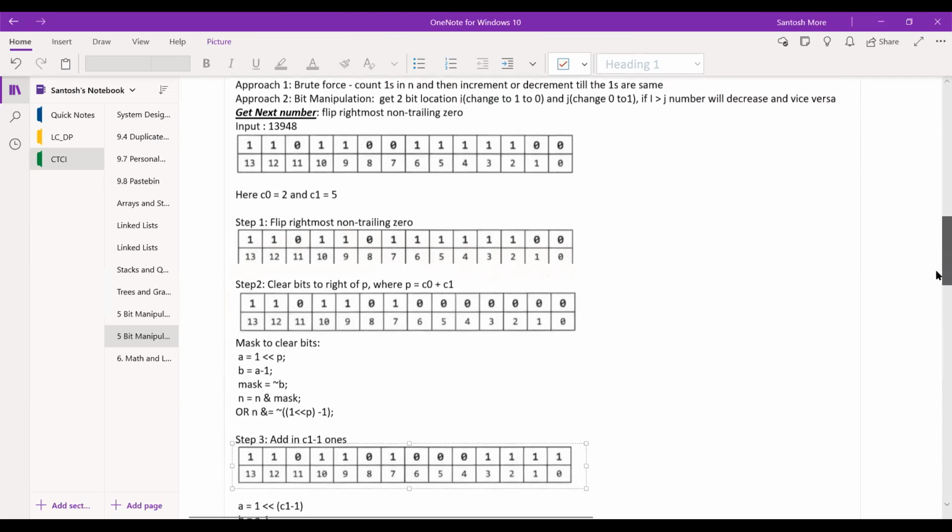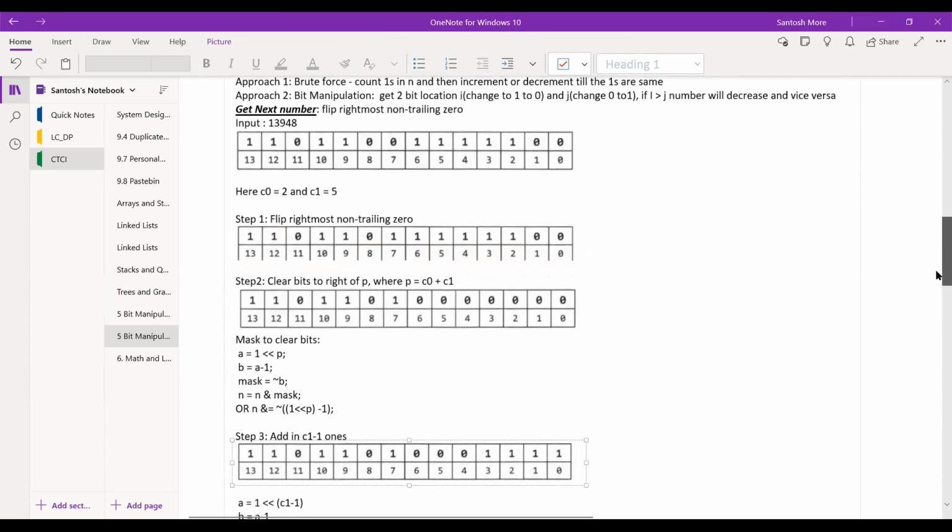So in the second block, how many ones do we have after the 7? 2, 3, 4, 5 ones. Okay, so we have 5 ones, and this is our original number. We need to decrement one, and if we have 5 ones, we need to add 4 ones at the rightmost position, correct? Yeah, like this. Okay, so we need to decrease one.